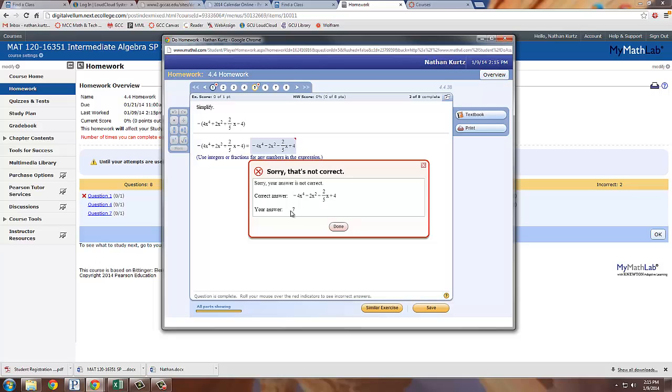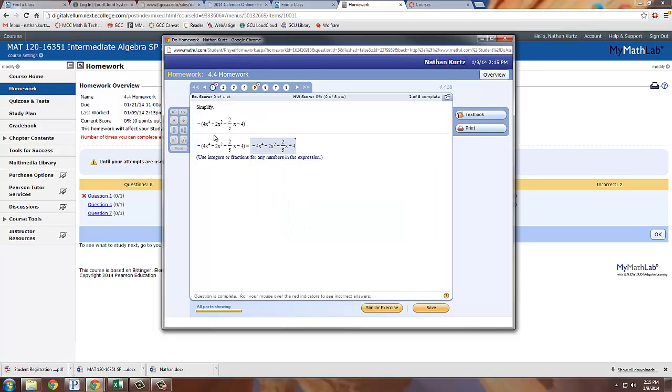It tells you the correct answer and what you put in. And notice when you're looking at this problem, you actually see the correct answer in the box. To see what you put in, all you have to do is move your mouse over this box and it tells you what you actually put in.